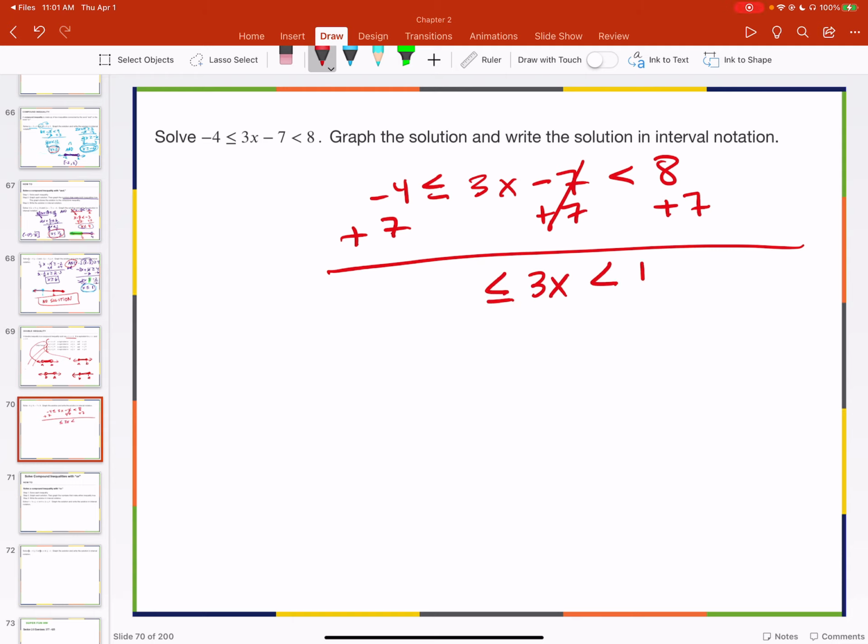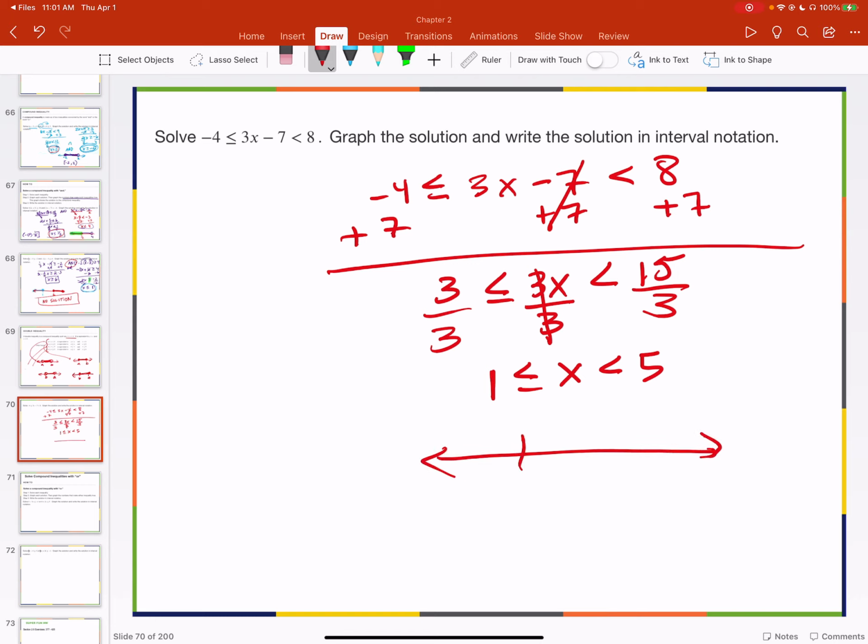8 plus 7 is 15. Negative 4 plus 7 is 3. Let's divide everything by 3 because it's not negative, so we don't have to change anything. So this is 5. Oh, sorry, this is not an equal to. It's just less than. And this is 1. So x is in between 1 and 5. So you have 1, you have 5. We include the endpoints, and there it is. Interval notation, 1, comma 5.